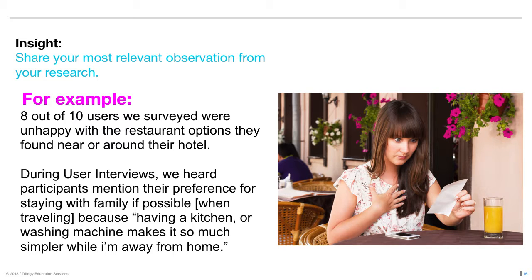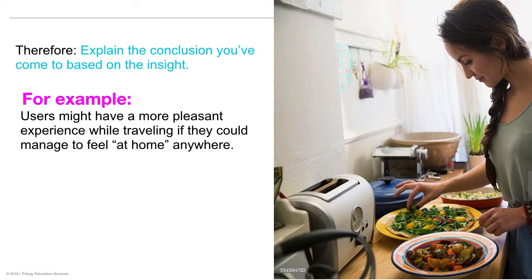During the interviews, we heard them mention a preference for staying with family if possible, because there's a kitchen and there's other amenities and a fridge, and you can just behave more naturally, as if you were at home, even though you're traveling. So because we heard this pop up a lot in our interviews, we could then move forward to explain the conclusion that I've come to based on the insight. So users might have a more pleasant experience while traveling if they could manage to feel at home anywhere.